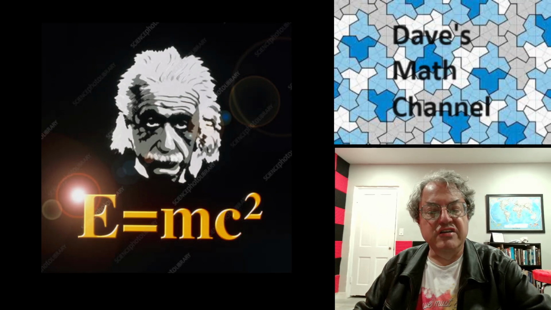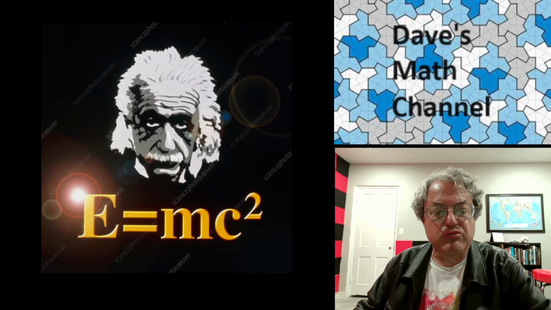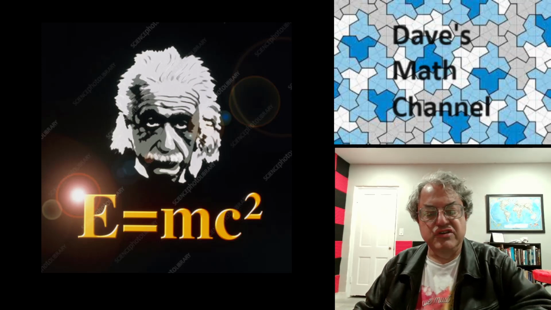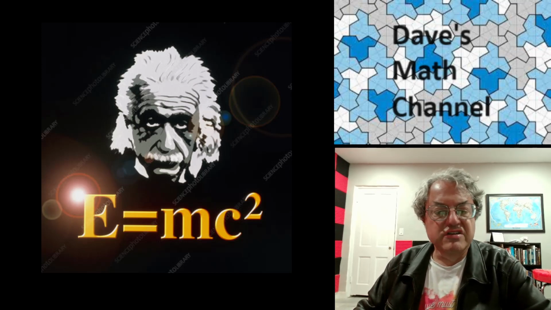So today I think I'm going to talk about a very interesting and important topic, and that's Einstein's most famous equation, probably the most famous equation in science, or at least in physics, E equals mc squared. Everybody seems to know this equation. As a matter of fact, this is, I think, the main thing that most people associate with Einstein.